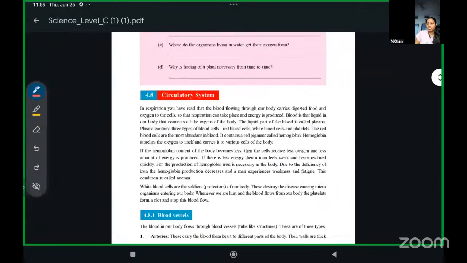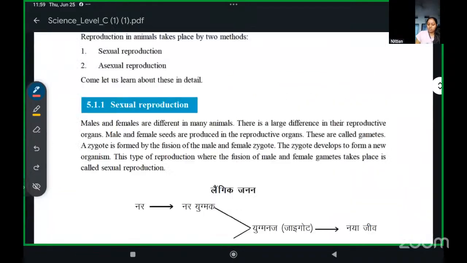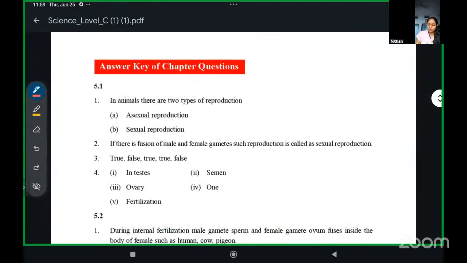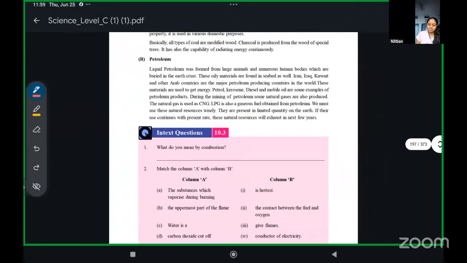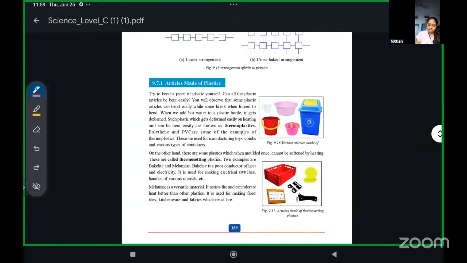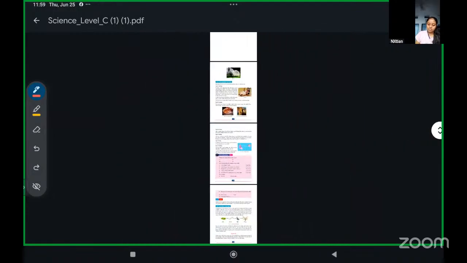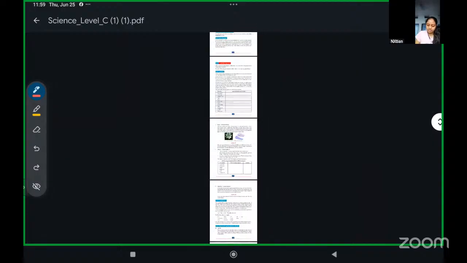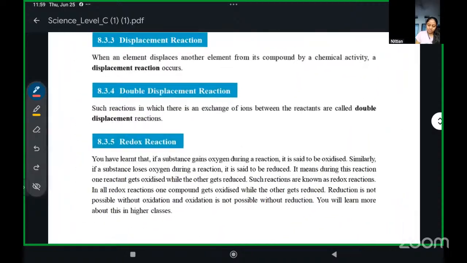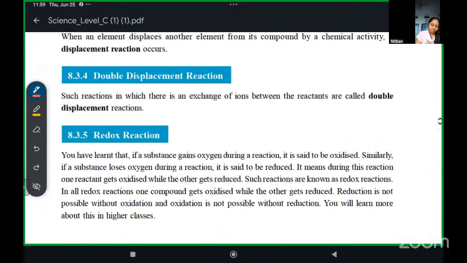What happens in double displacement reaction is that on both the sides, two compounds are present, and then they just go on and displace each other. That's your double displacement reaction. Exchange of ions between the reactants is called double displacement reaction. Exchange of ions also takes place. How? I'll explain with a diagram.